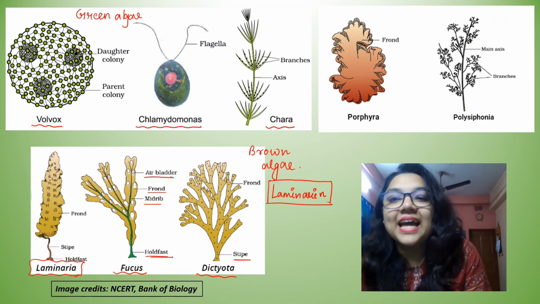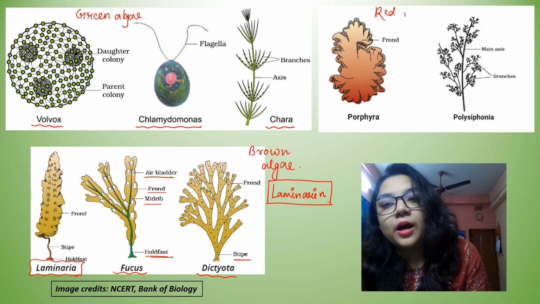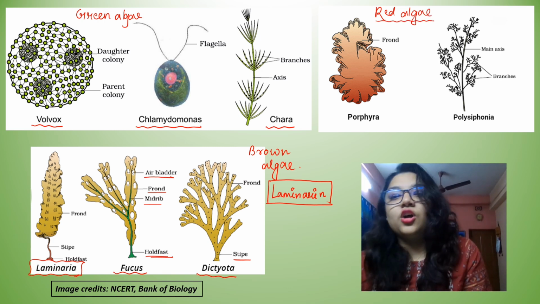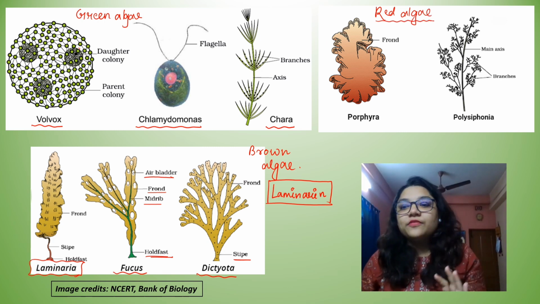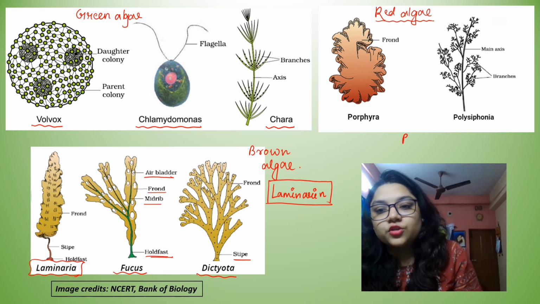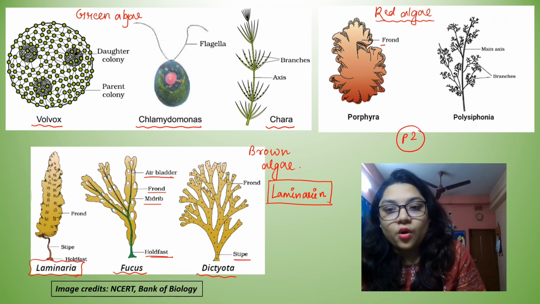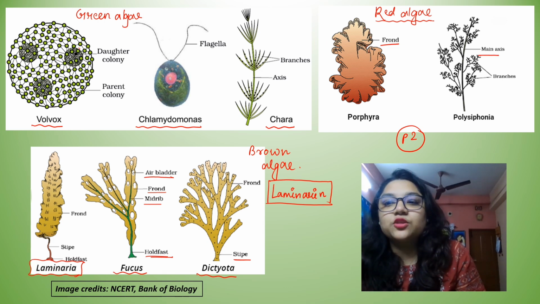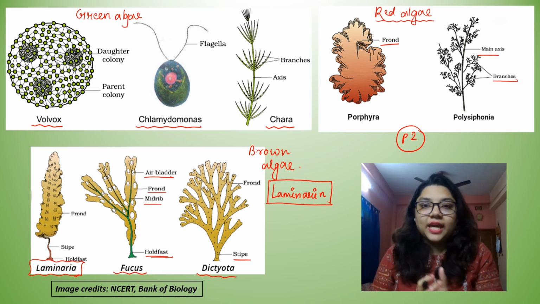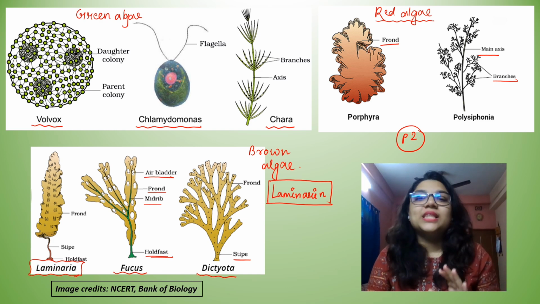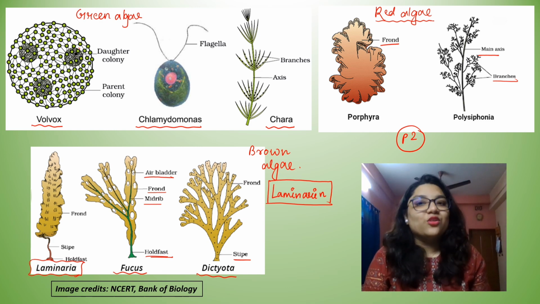Okay. And then what comes here? On the right side you see red algae. That is your rhodophyceae. Right? So Porphyra and Polysiphonia. Our P square is given here. Porphyra has this frond and then Polysiphonia, one is the main axis and the side branches are also present. Okay? So I guess we are okay with the different examples of thallophyta, that is algae.